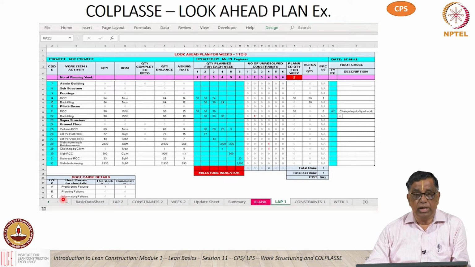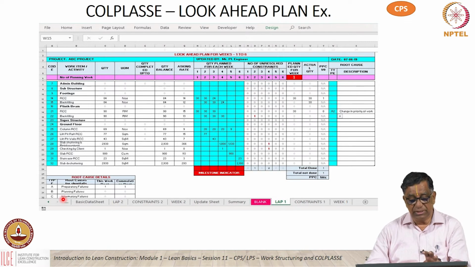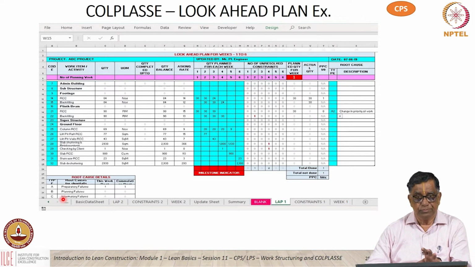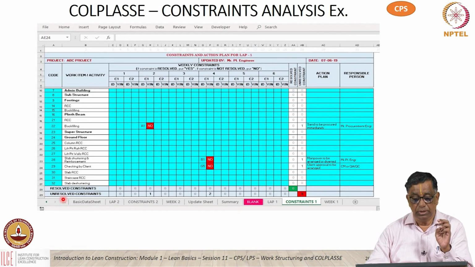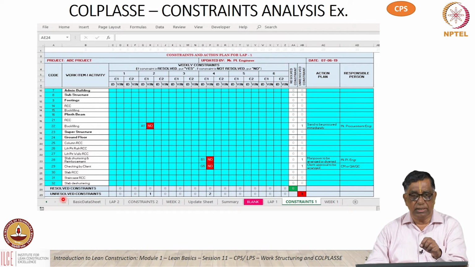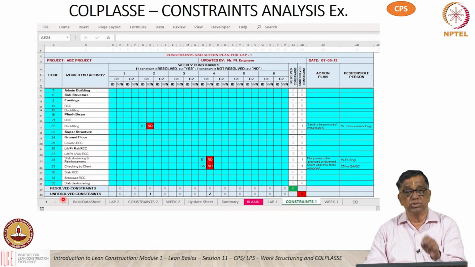So, this is a typical look ahead plan template in ColdPlus. This template has been adopted based on actual usage in a number of sites. We have studied how people are doing it in the sites and developed the template accordingly. The same goes for constraint analysis. Every week in the look ahead plan, there are corresponding constraints. So, before you go into the weekly plan for the given week, the program prompts you: have the constraints for the given week been resolved or not.